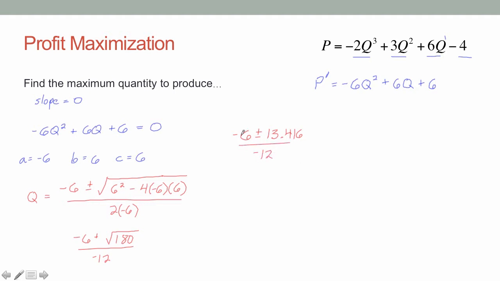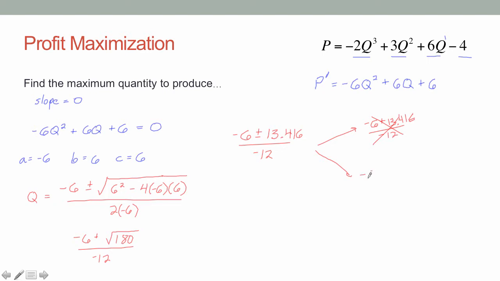And now if we think about this, a negative divided by a negative turns into a positive number. I'm trying to find out how much to produce, right? So I don't want a negative number. If I do negative 6 plus 13.416 divided by negative 12, that equals a negative number. And I don't really care about that solution. I'm not going to make a negative number of things, so I only want the positive case. So let's ignore that one.